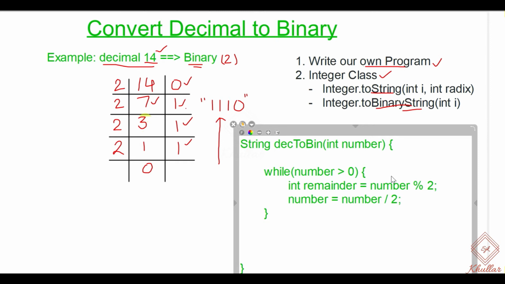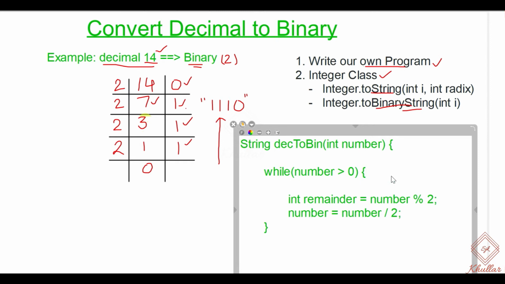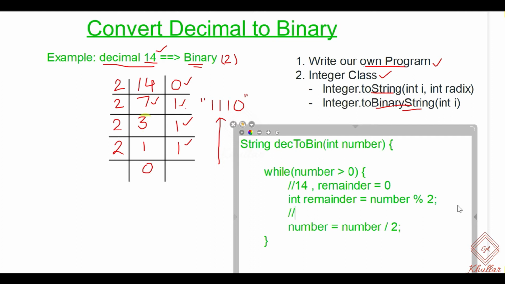Let's take an example here. Suppose the number is 14. What will the remainder become once we do number modulo 2? The remainder would become 0, as we saw in our example. And in the next line we do number by 2. 14 by 2 is 7, so the number becomes 7. Right, so this is after one execution.